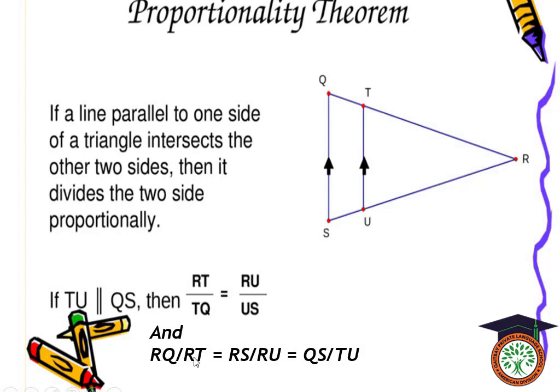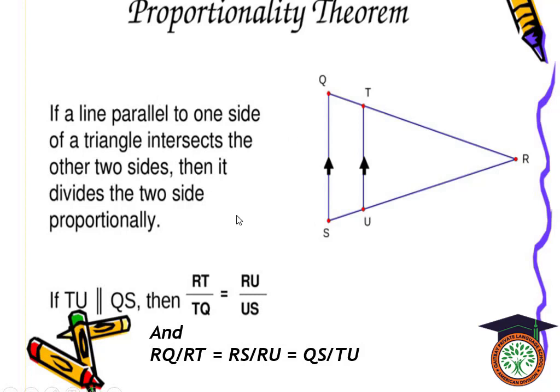So these two ratios are equivalent. So let's see the third ratio. We have a third ratio here, which is the third side, QS over TU. So let's read the proportion again. RQ over RT equals RS over RU equals QS over TU.